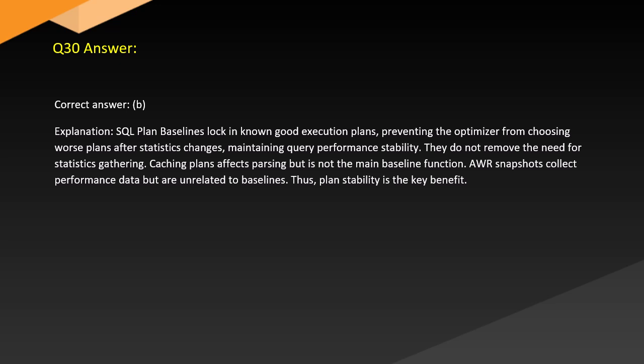Answer. Correct answer: B. Explanation. SQL plan baselines lock in known good execution plans, preventing the optimizer from choosing worse plans after statistics changes, maintaining query performance stability. They do not remove the need for statistics gathering. Caching plans affects parsing but is not the main baseline function. AWR snapshots collect performance data but are unrelated to baselines. Thus, plan stability is the key benefit.